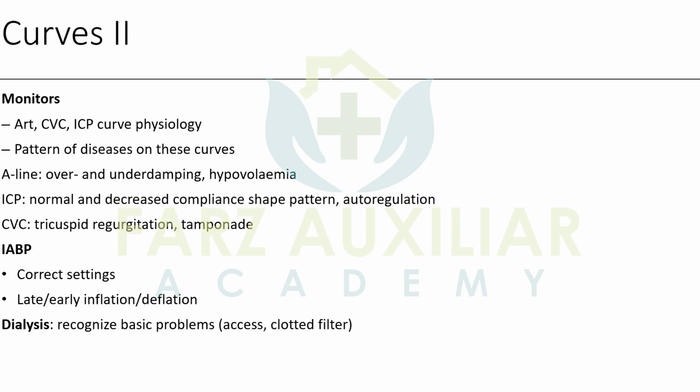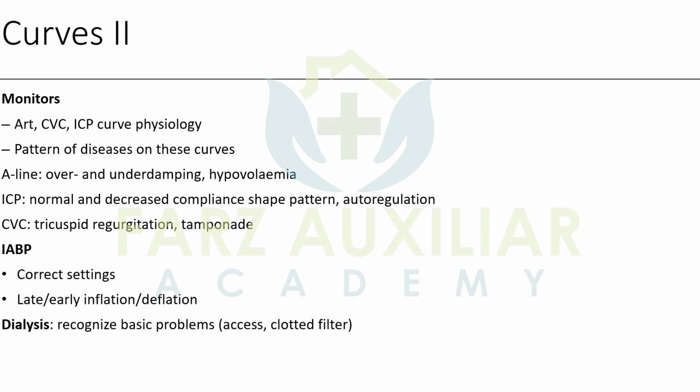Then monitors. In the monitor, there are 3 or 4 curves like arterial trace, CVP trace, ICP trace, and the pattern of disease on these curves. In the arterial line, they can ask about overdamping or underdamping, hypovolemia. In ICP, they can ask about normal compliance or decreased compliance, autoregulation. In CVP, they can ask about tricuspid regurgitation, cardiac tamponade, constrictive pericarditis, these types of CVP traces.